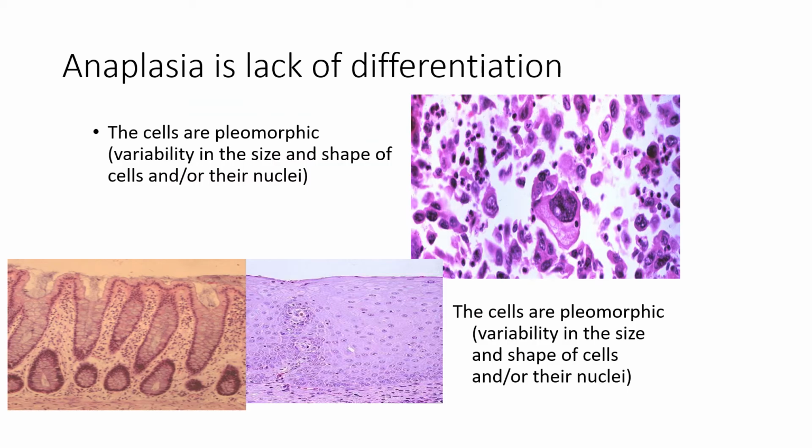Now we look at the concept of anaplasia, which is lack of differentiation. The cells in this picture show marked pleomorphism, which is variable shapes and sizes of the cells and their nuclei. So the cells are pleomorphic, and they don't show any differentiation towards any identifiable structure. We don't see any squamous differentiation or any glandular differentiation. So this is anaplasia, lack of differentiation.